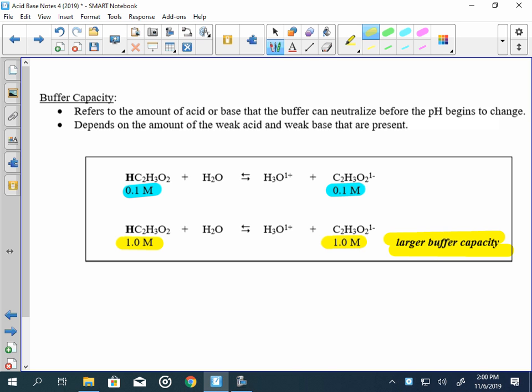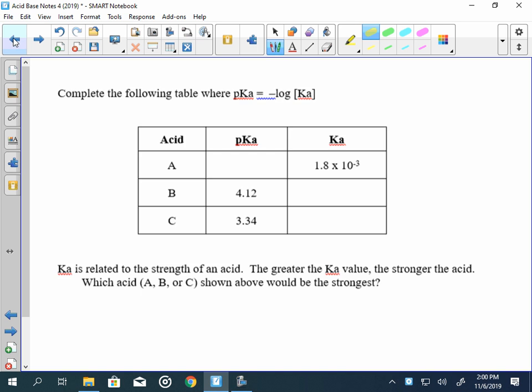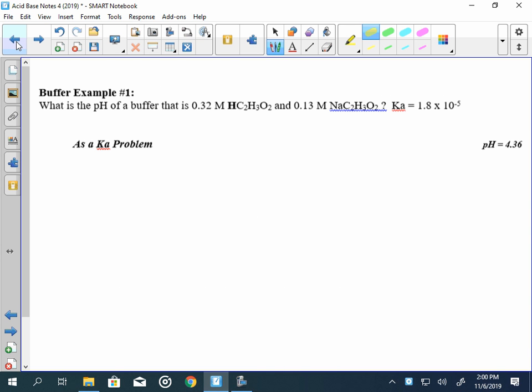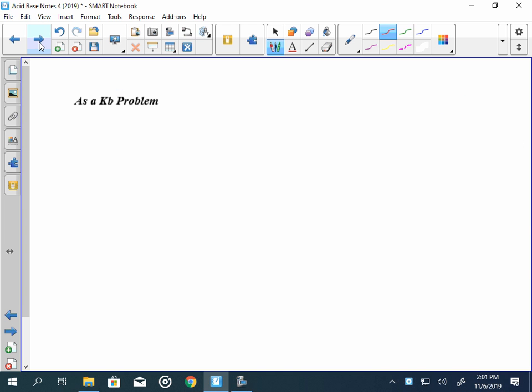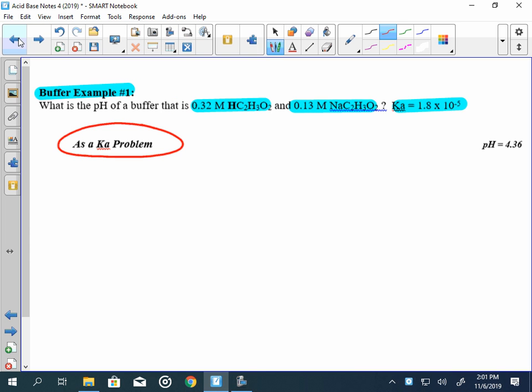What I'd like for you to do in the last 5 minutes here is let's go back to buffer example number 1, which you should be able to do either way, and I've discovered today some folks are still locking this in. What is the pH? It's 0.32 here, 0.13 there. I give you the Ka. But here's the deal. I want you to prove that you could do it as a Ka. And some of you might say, well, that's how I do every buffer problem. Then do it that way. But I also want you to do it, again, as a Kb problem. And you will get the same answer.